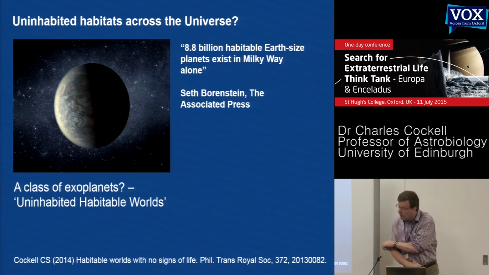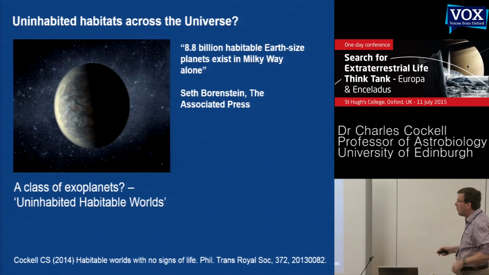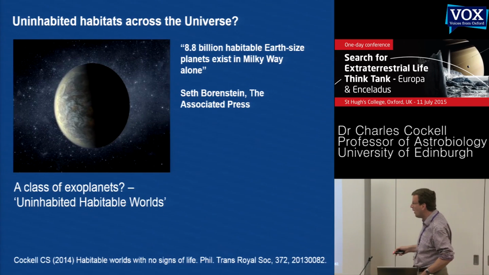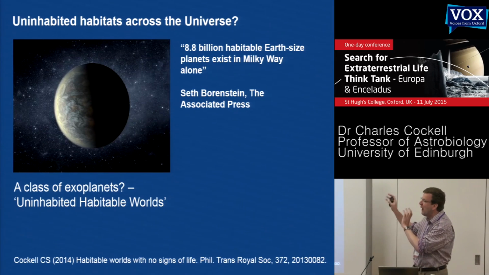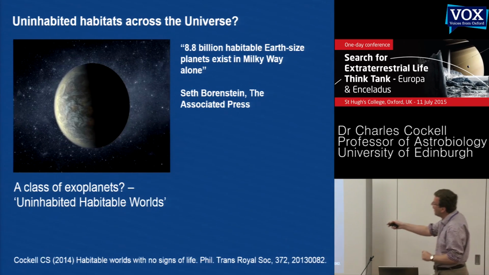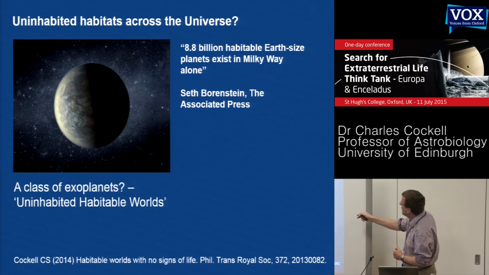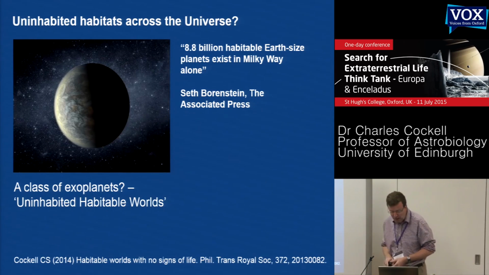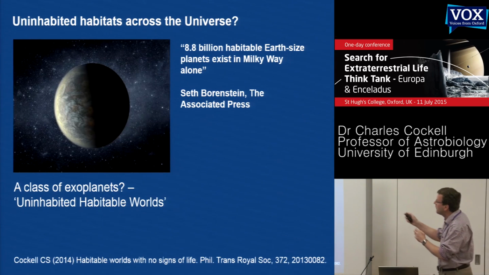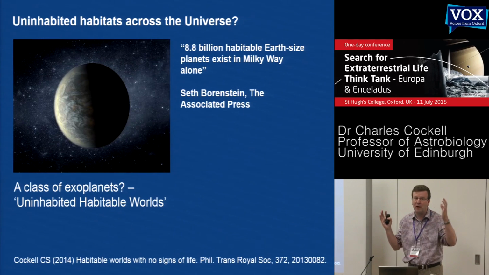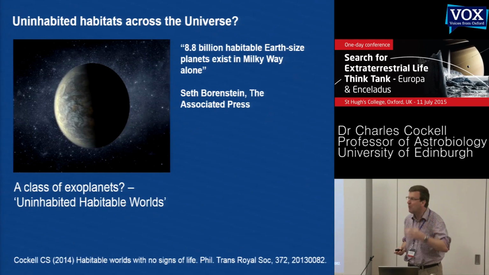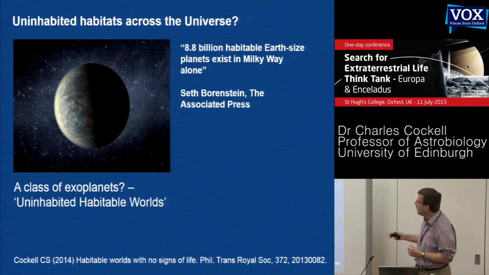And beyond our own solar system, a possible class of exoplanets called uninhabited habitable worlds, I've called them here. If you look, you don't even have to look at papers. You just go onto Google and put habitable worlds. You come up with these amazing statements like 8.8 billion habitable Earth-sized planets exist in the Milky Way alone. And this is no longer sort of fatuous science fiction. This is based on the Kepler Space Telescope data and simple extrapolations to the size of the galaxy. These numbers 100 years ago would have just been astonishing. I think people would not have believed these numbers could exist.